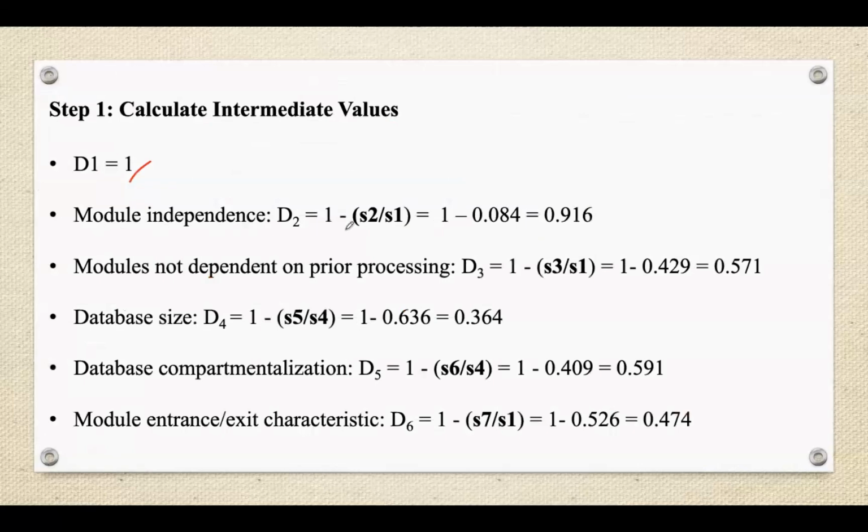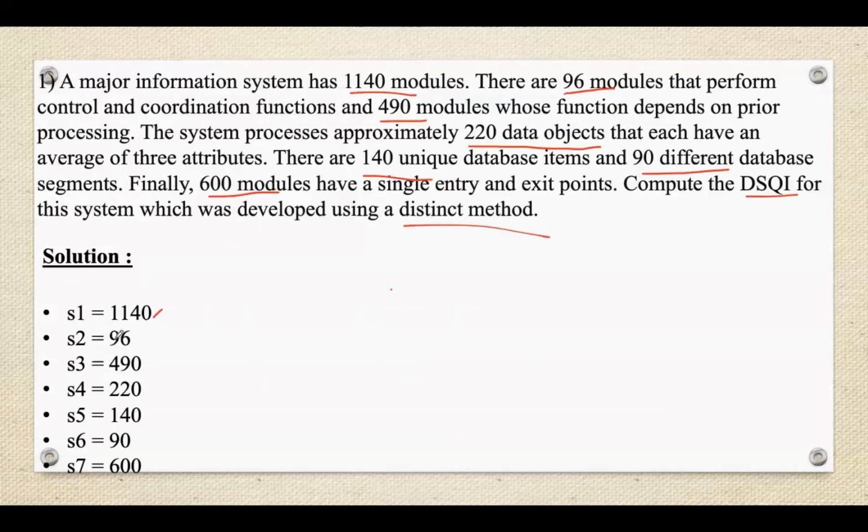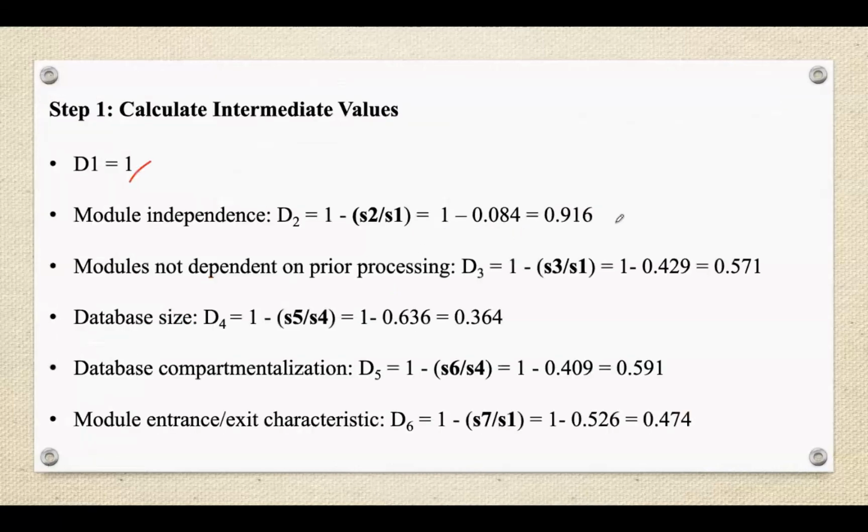Next, module independence D2 equal to 1 minus S2 by S1. So just substitute the values of S2 and S1. So 96 by 1140. So from this we got D2. Then modules not dependent on prior processing is nothing but D3. So substitute the values of S3 and S1. Database size, substitute S5 and S4. Database compartmentalization, substitute S6 by S4 values. And then module entrance or exit characteristic. So now we got values from D1 to D6.